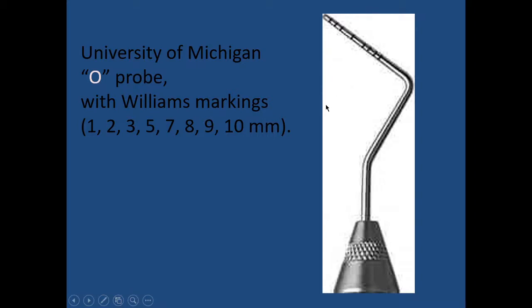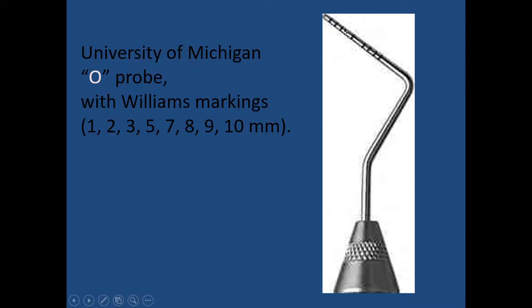Why do we put this Williams marking in this manner? Because it would be confusing to your eye if it were from 1 to 10 at 1 millimeter each. So when you start to insert the probe, if it is 1 millimeter, you will try to calculate the rest. Is it 5 or 6 or 7 or 8? But in this manner, 1, 2, 3, 5, 7, 8, 9, 10.